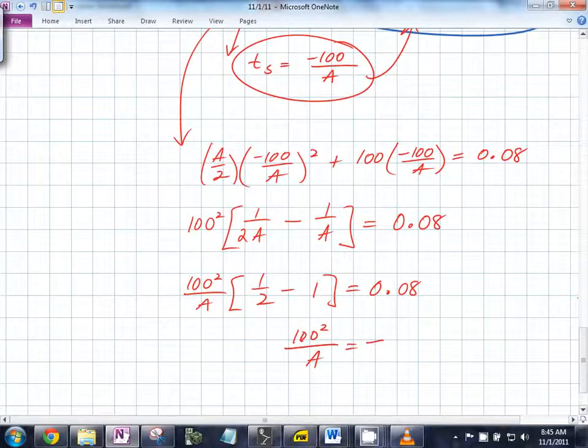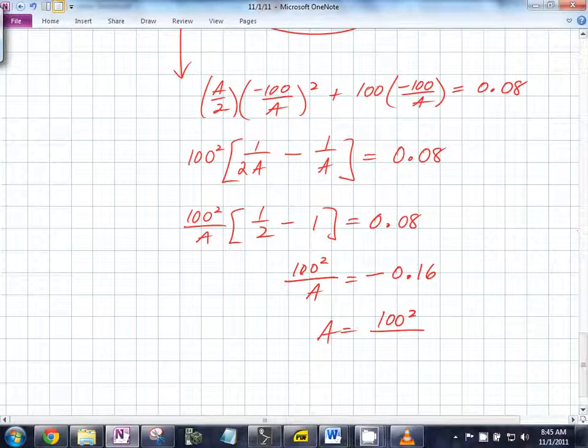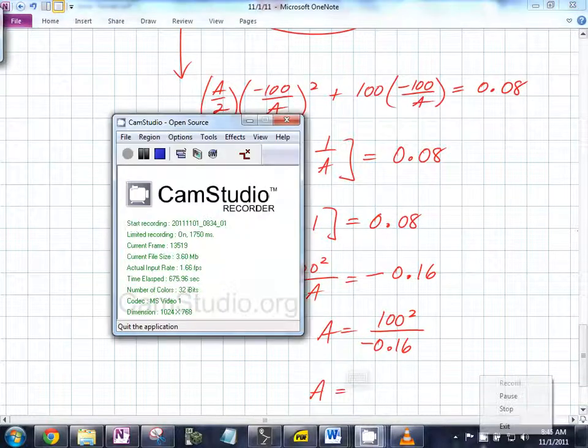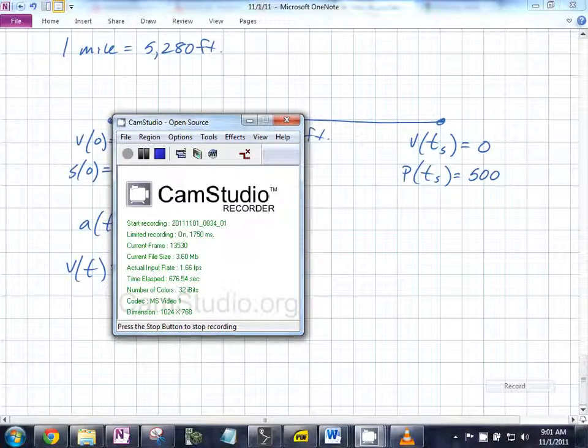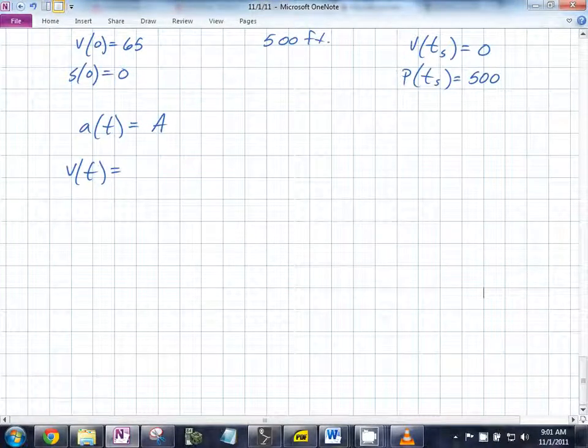0.16. And what does that equal? Someone do that out on their calculator for me. What does a equal? It's at plus c. But you know that the velocity at time 0 is a times 0 plus c, which is what? 65. So c is 65.